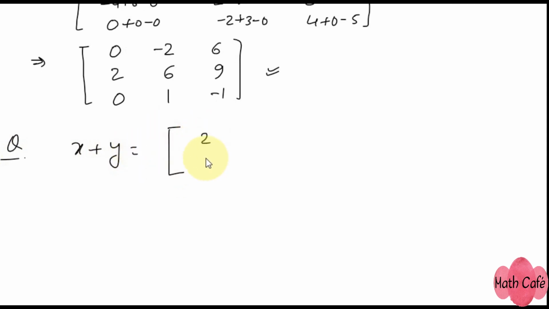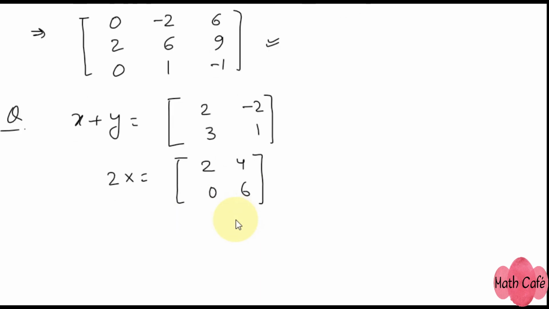If it is given in the question that X plus Y is a matrix of order 2 cross 2, 2 3 minus 2 1, and another matrix 2X is given, let's say 2 0 4 6, and we need to find the values of X and Y. So we are going to find the values of X and Y with the help of summation of two matrices and subtraction of two matrices.